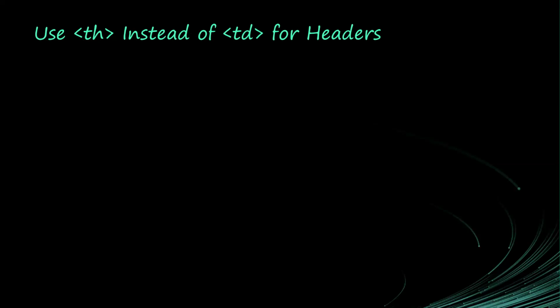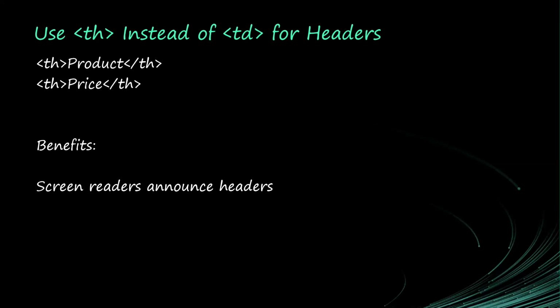So use th instead of td for your headers. For your headers, use th. Okay? Use th for your headers. Do not use the td for headers. So something like this, okay? We have the product as the header. We have the price as the header. So when you have your column headers or your row headers, make sure you're using th. So whenever you have anything like a header, all right, it should be your th. Don't use td. Td is for the actual data, the actual value.